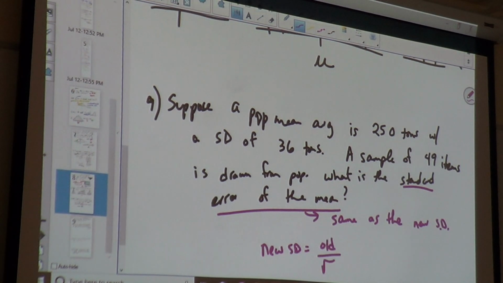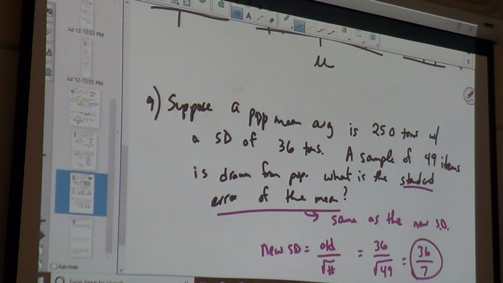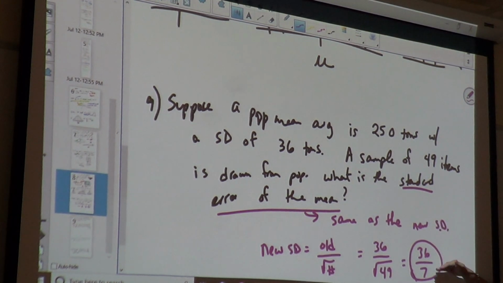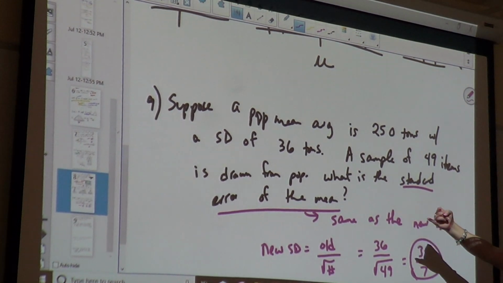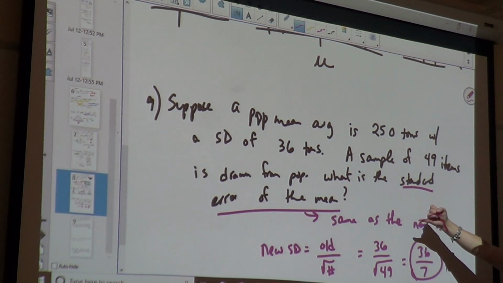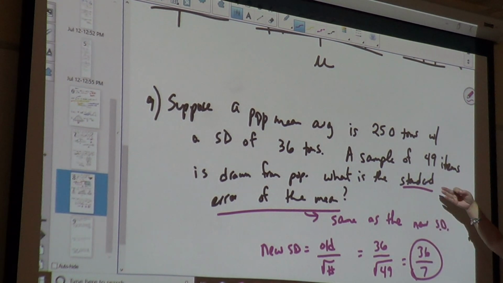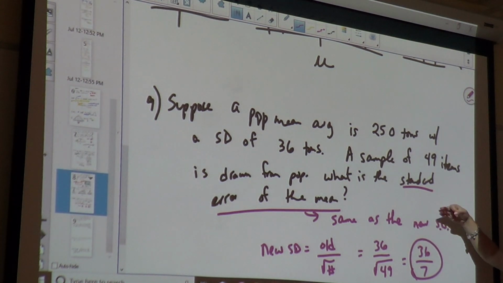The new standard deviation is the old standard deviation divided by the square root of the size of the group. So what is the old standard deviation? The square root of the size of the group? So it's going to be 36 over 7, or whatever that decimal equivalent is. They didn't say find the probability. They're not asking you for shading. They're not asking you for z-score. They are saying, what is the standard error of the mean? What is the new standard deviation? That's all they want to know.